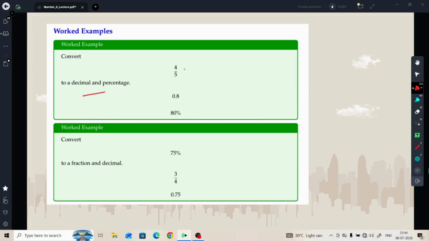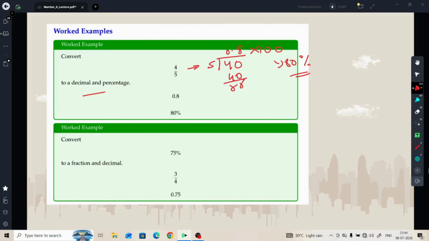So 4 by 5, if you want to convert it to a decimal, you can just divide. 5 and then 4 is here. So you can put a decimal place and then it will be 5 times 8, so 40, giving 0.8. And then if you want to convert it to a percentage, multiply by 100. So you'll be getting 80%.